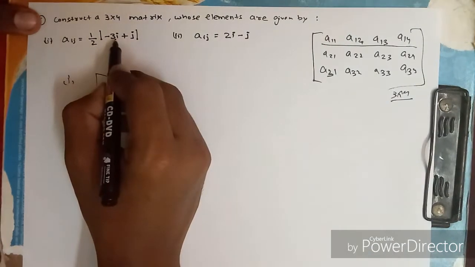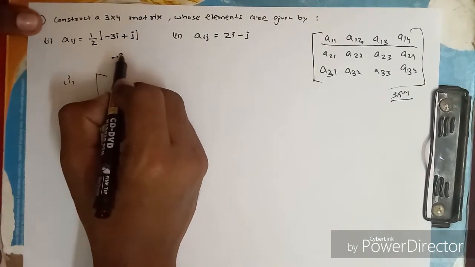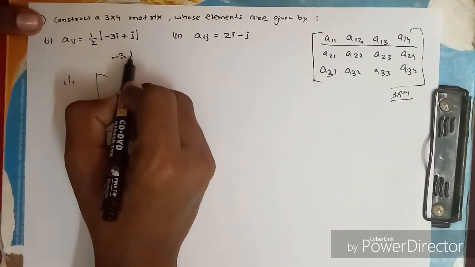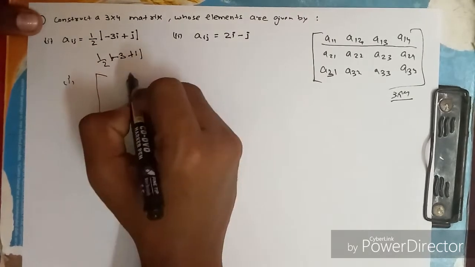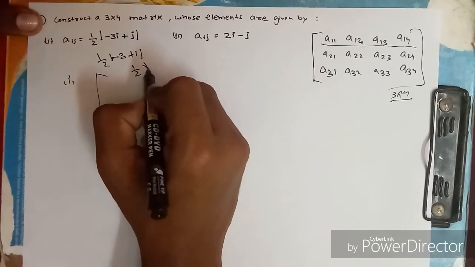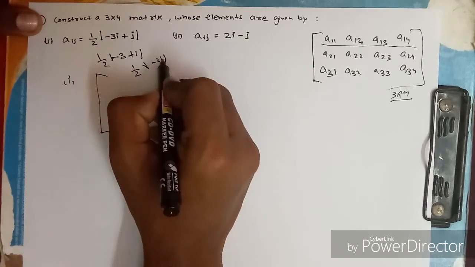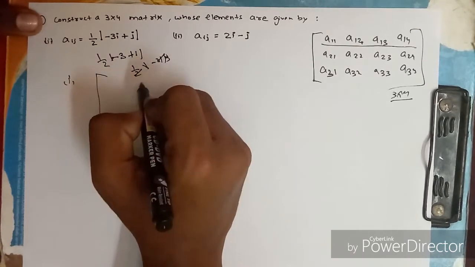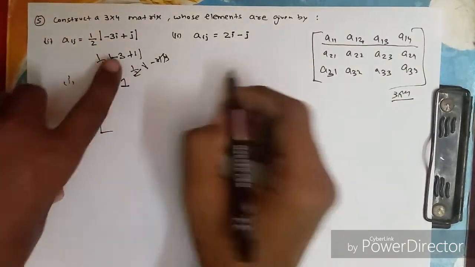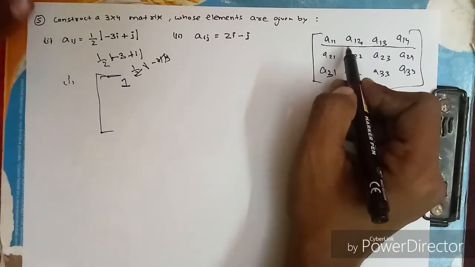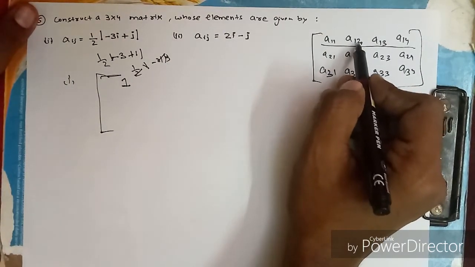So if you put the value of i as 1, then minus 3, and the value of j is also 1, then the value comes out to be 1 by 2 into mod of minus 2. Then mod of minus 2 is 2 itself, so the 2s cancel out, and the value comes to be 1.